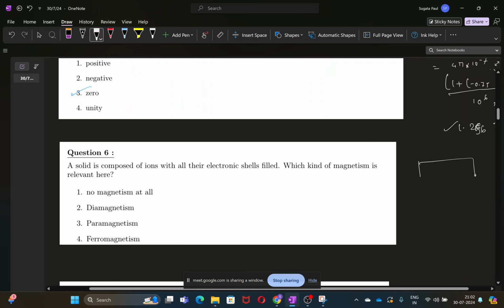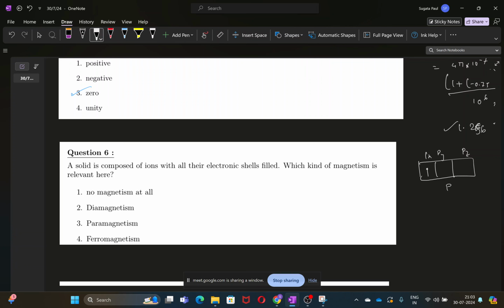Say, let's say you have a P shell. You know the P shell has 3 parts: this part, this part, this part. So this is the P shell, Px, Py, Pz. And the solid is such that all the shells are completely filled with electrons. That means here there is a pair of electrons, here a pair of electrons, then again a pair of electrons. So there is no unpaired electron present. So then what kind of magnetism is relevant here? Of course, the answer is very simple: the only kind of magnetism possible here is diamagnetism.